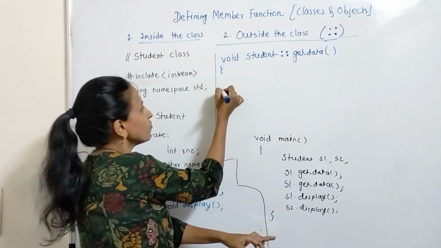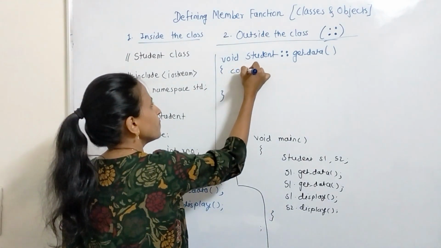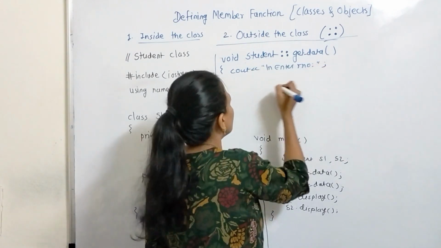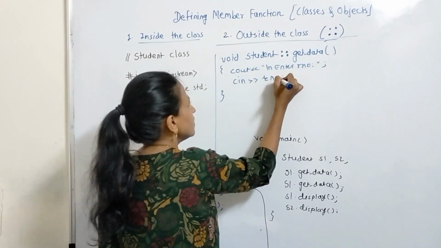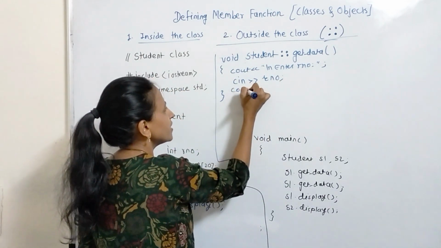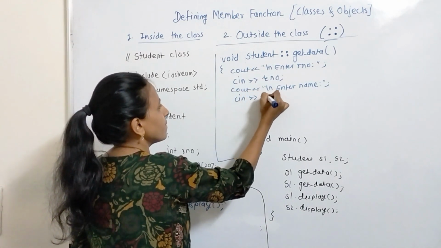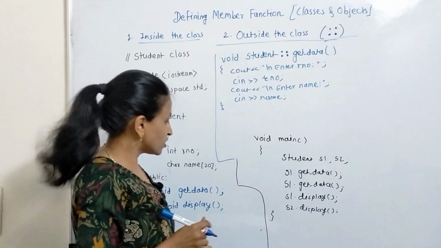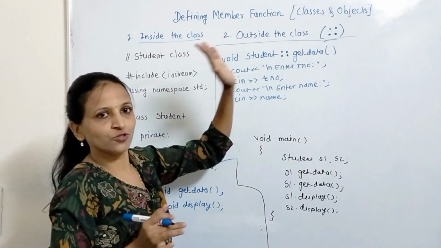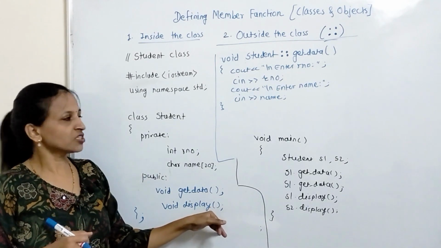Then whatever code we have to write, we write: cout enter roll number, then accept that with cin rno, then cout enter name, and then cin name. That's it. This is a function definition we have written outside the class with the help of the scope resolution operator. In the same way we have to define the display function outside the class.